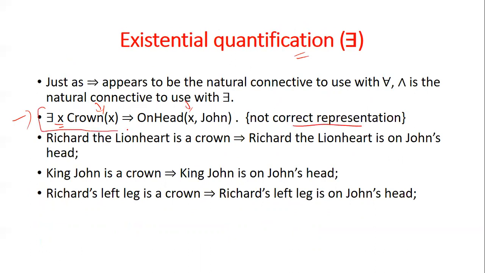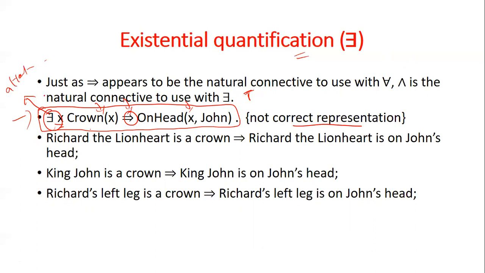But while reading, it seems it is quite okay. When you read it, it seems it is fine. There exists some x such that x is a crown, which implies that x is on the head of John. But actually, this is not correct, because when you apply implication for all cases, you should get true for all cases, right? But this is an existential quantifier. When you use implication, you will get true for all cases. But what is the meaning of the existential quantifier? There exists at least one case for which it is true.